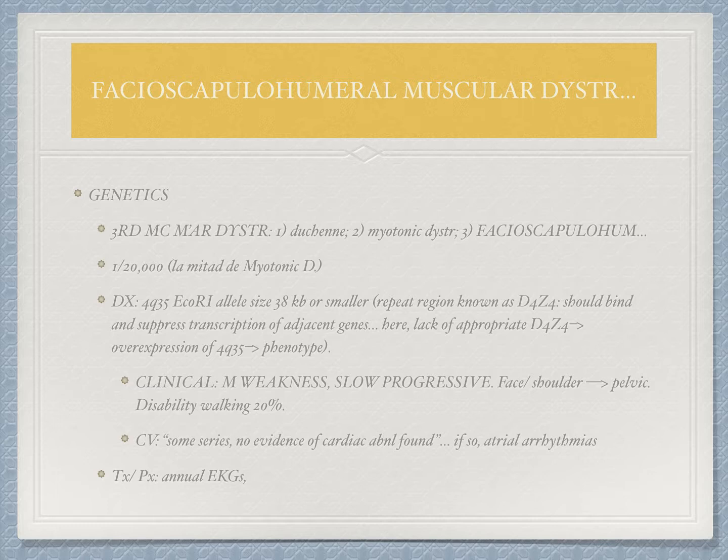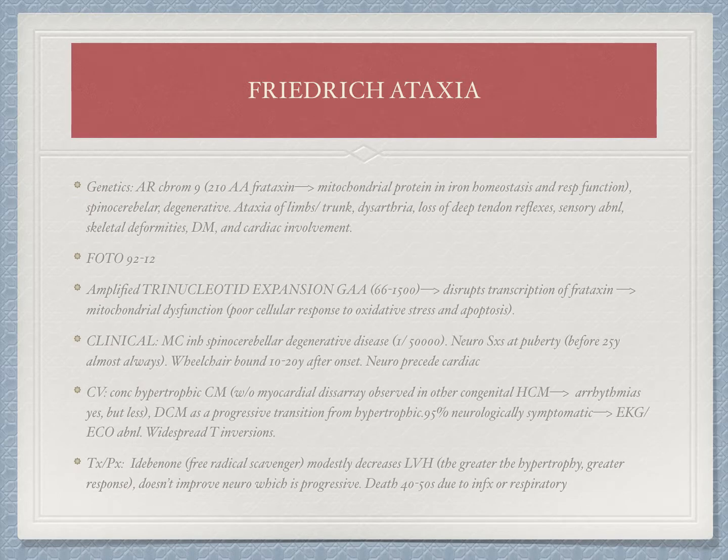This is the third most common muscular dystrophy. Number 1, Duchenne. 2, myotonic dystrophy. 3, facioscapulohumeral muscular dystrophy. Friedreich ataxia.